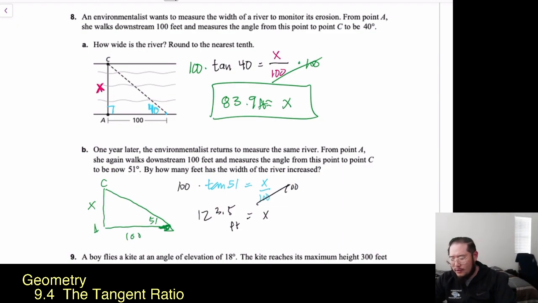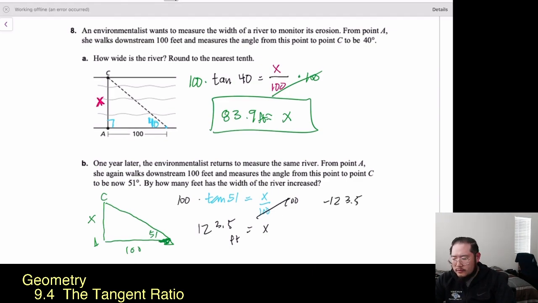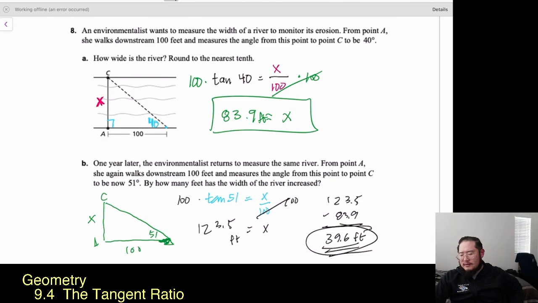So this 123.5, that's a good answer, but it's not the answer we want. So let's go ahead and figure out how much it changed. And let's take 123.5 and subtract 83.9. And so when we do that, I'll end up with, looks like 39.6 feet. And that's how much the river has increased. Quite a bit over 1 year. I don't know, maybe the current's very strong. All right, let's go ahead and move on.